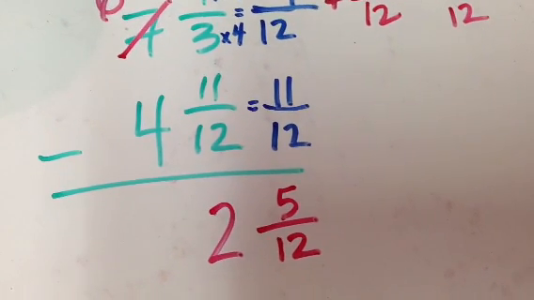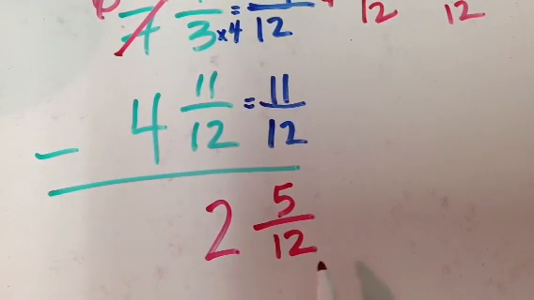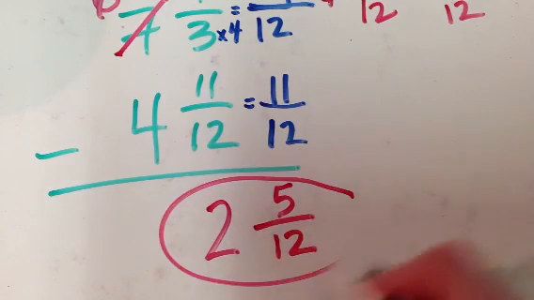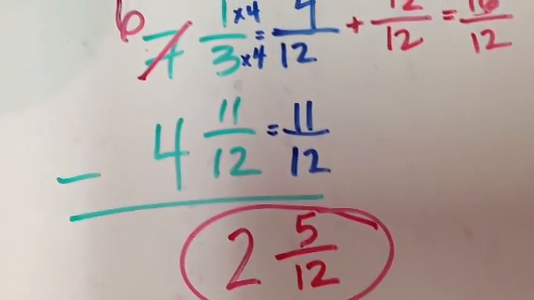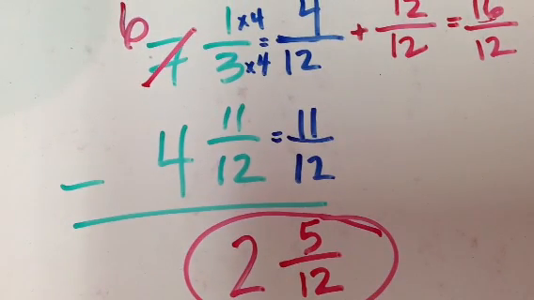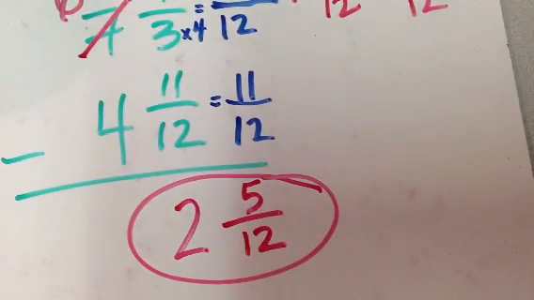So now I have to ask myself my 2 questions. Is it proper? Number 1, yes it is. 5 is smaller than 12. Number 2, is it reduced down as far as it can go? And in this case, 5, if you notice right there, is prime. So I can't reduce it down anymore because it would have to divide evenly into 12, which it doesn't. So I know that that's my answer. So 7 1/3 minus 4 1/12 equals 2 5/12.